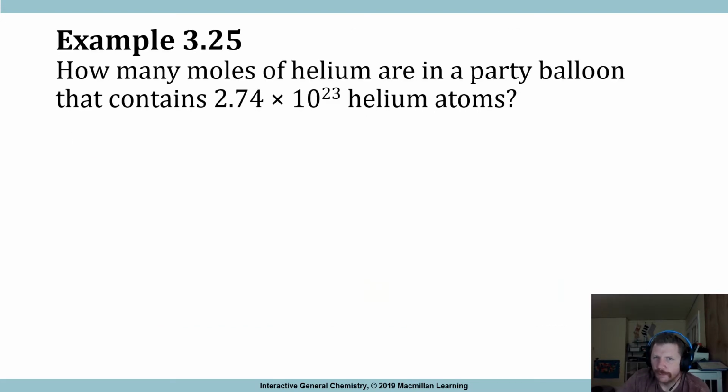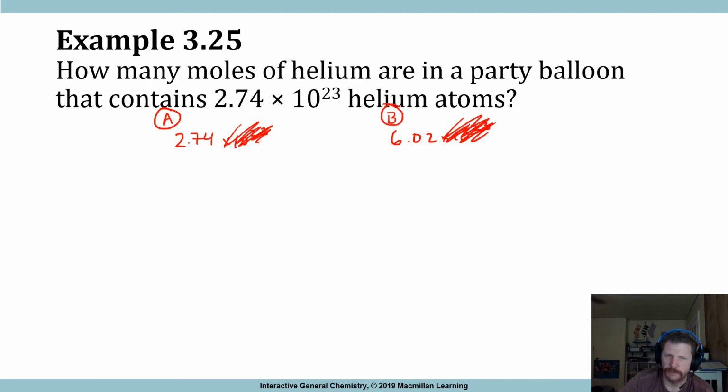So how many moles of helium are in a party balloon that contains 2.74 times 10 to the 23rd helium atoms? Okay. Now, one thing that you can do with this number is compare it. What I always like to do is a little exercise: 6.02 times 10 to the 23rd versus 2.74 times 10 to the 23rd. For just a moment, scribble out that exponent. Is the number I've indicated with A larger than or smaller than B? Is 2.74 less than, equal to, or greater than 6.02? 2.74 is less than.